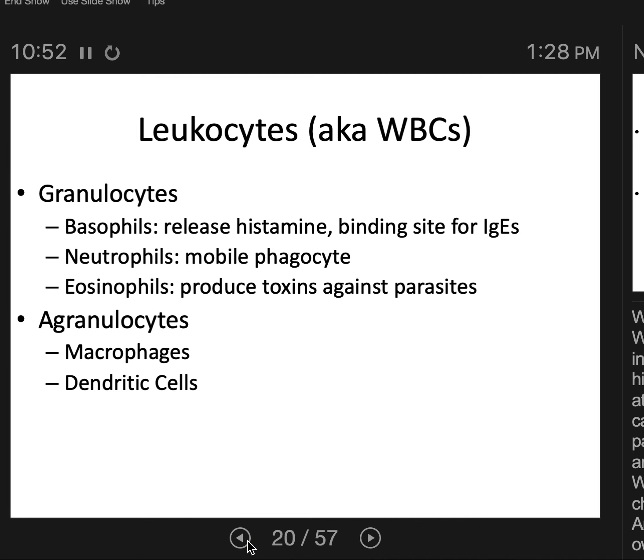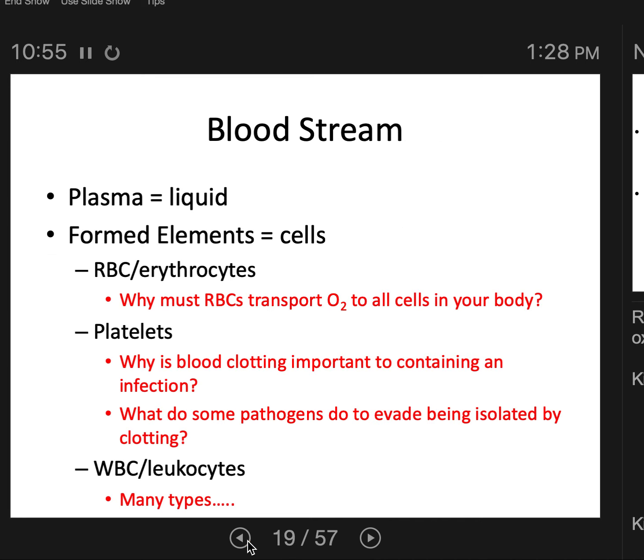This is the function of blood, which includes immune and otherwise. So I'm just going to go back to review real quick. So in your blood, you have the plasma, which is the liquid everything's floating in. Then you have the formed elements, which are the cellular material. That includes red blood cells or erythrocytes, which transport oxygen around the body. They also transport carbon dioxide. So they take oxygen to tissues that need it. They remove carbon dioxide from the tissues.